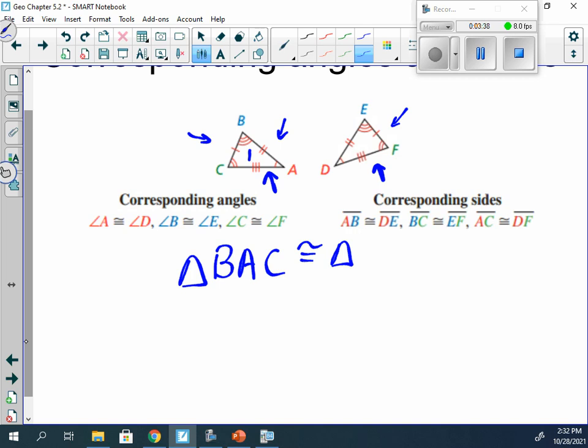So what angle did we start with? What angle corresponds to B? So I have to start off with E, because we started in the same spot. Now, where did we go next? We went to what angle corresponds to A? And the last one is? And that's it. Because the congruency statement is going to follow the same path and match up.